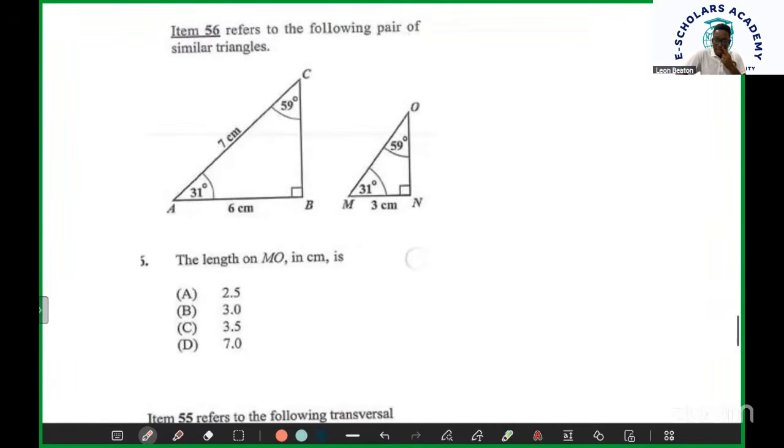Different question, but very similar. We have similar triangles again. The length MO in CM is, so MO would be this side right here. So we see this side is 6, this side is 3. So that means the sides are half. So if this is 7, MO could simply be half of 7, which is simply 3.5. All right.